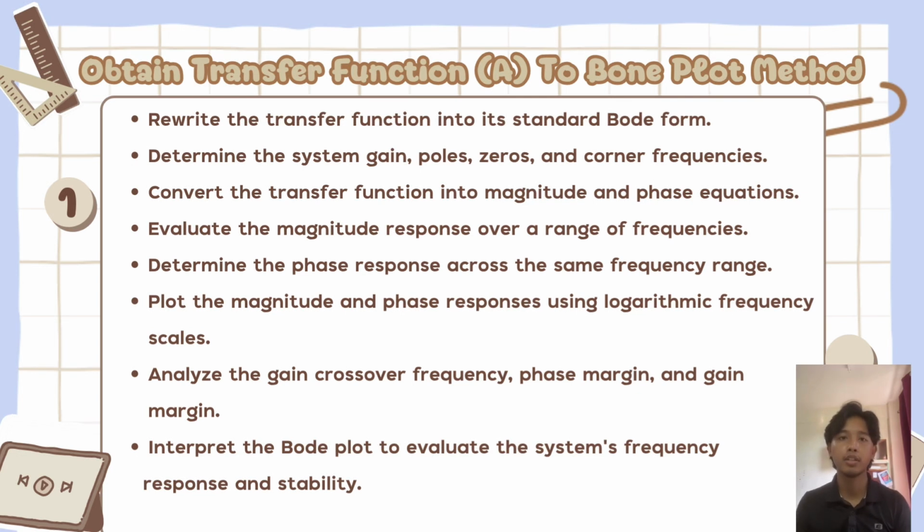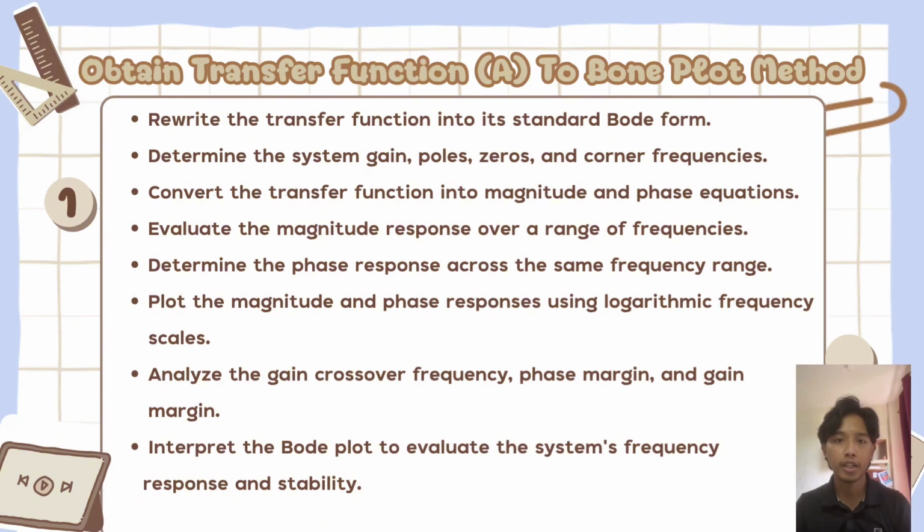Today I want to explain the method to obtain a Bode plot from a transfer function. To obtain the Bode plot from a given transfer function, the transfer function is first expressed in its standard Bode form. The system gain, poles, zeros, and corresponding corner frequencies are then identified, as these parameters define the frequency response of the system.